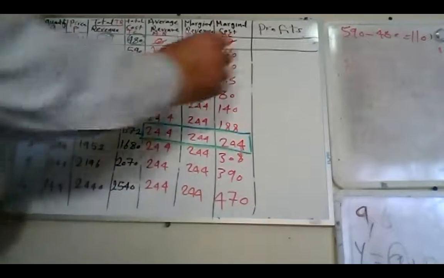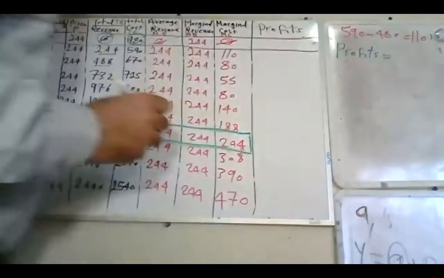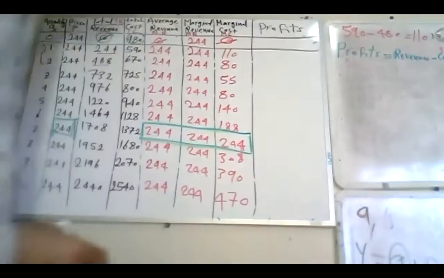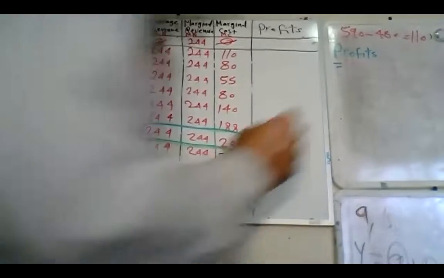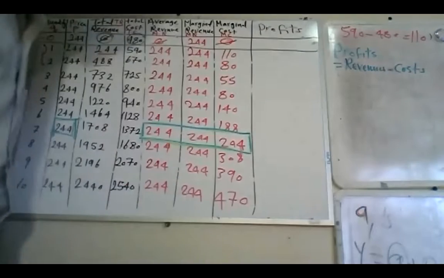I know that the profits will equal total revenues minus costs. Let me write it here because it's not appearing very well on the board. So I would say profits will equal revenues minus costs. That's fine? That's fine.